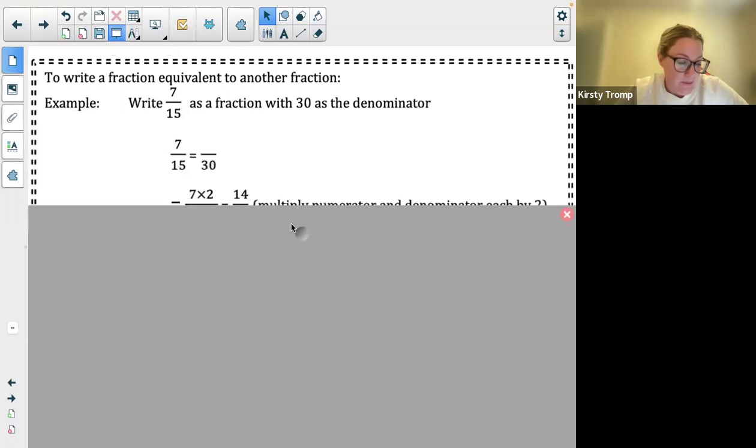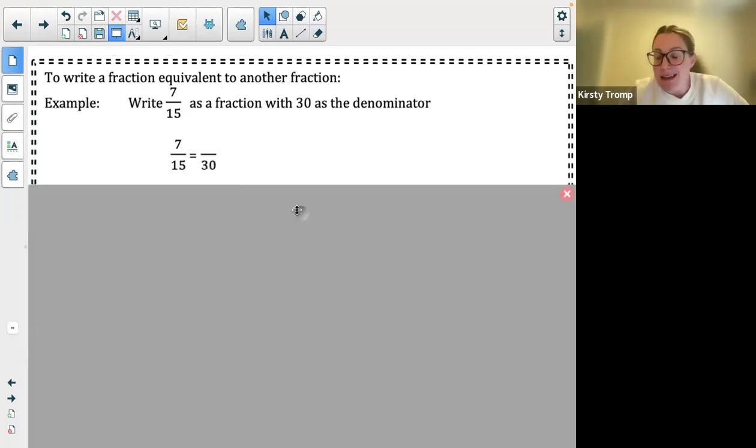All right. So if I'm looking at that, I want 7/15 to be equal to something over 30 is what the question's saying. So I need to ask myself, what do I times 15 by to get to 30? Or I could say 30 divided by 15 gives me 2. Just like our friend who's in the chat here is telling me, it is 2.